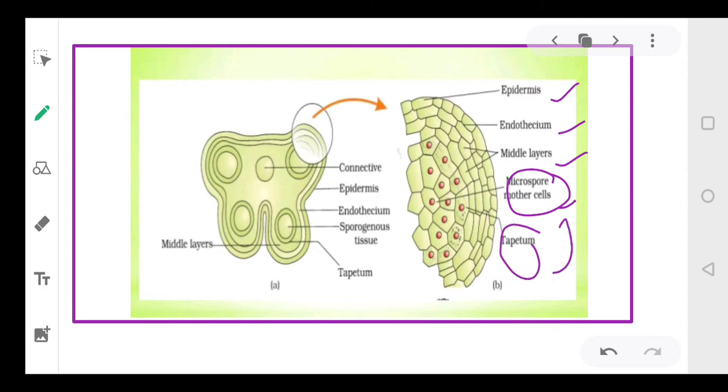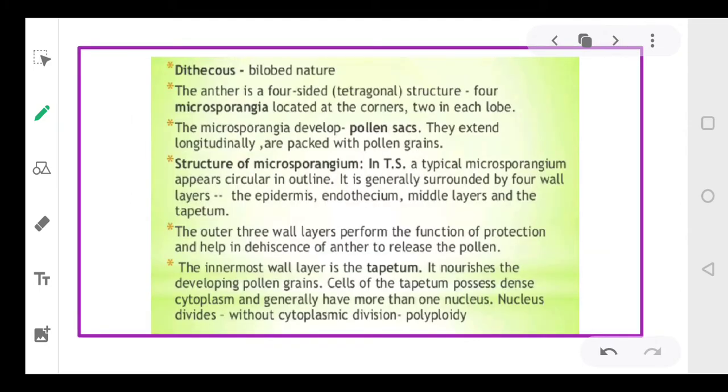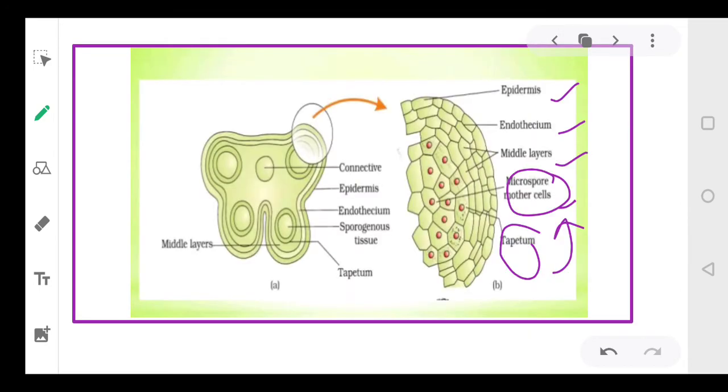Tapetum will provide nourishment to the growing pollens, and this microspore mother cell will undergo the meiosis process and form 4 microspores, or 4 pollen grains, and this process is called microsporogenesis. Okay, what do we call it? Microsporogenesis. Clear, everyone? Now these 4 microspores will later form the 4 pollen grains.